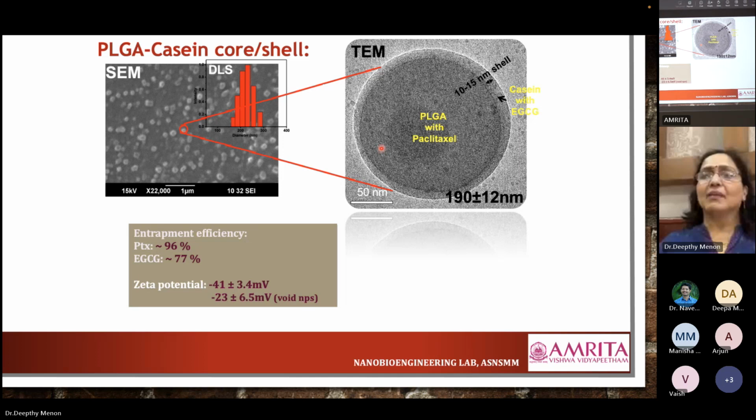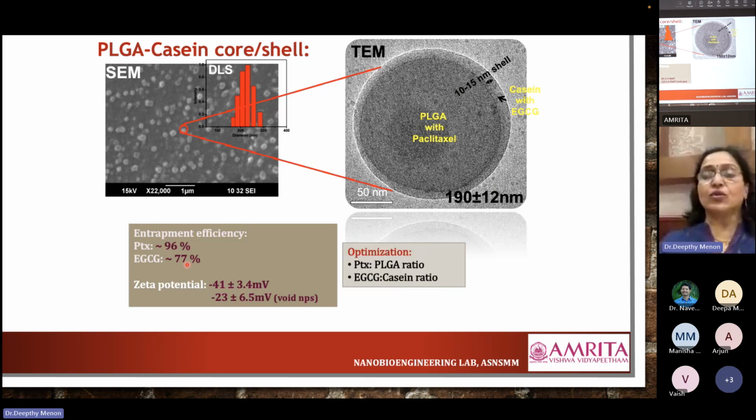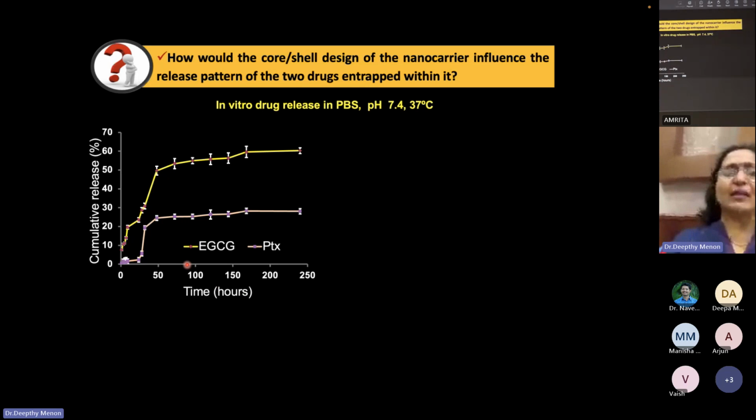See that? Beautiful particle. PLGA containing paclitaxel and casein containing EGCG. See the particle size? 190 plus minus 12. See the encapsulation efficiency? 96%, 77%. So all well and good. In vitro, understood? We optimized a lot of parameters and all that.